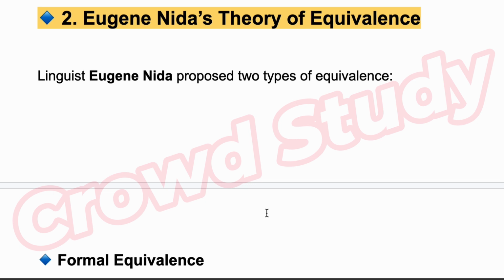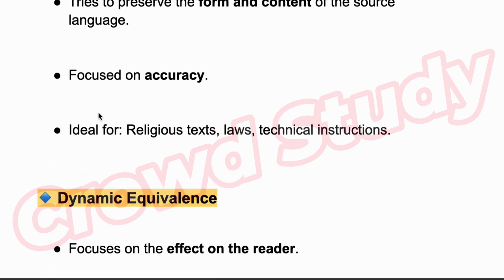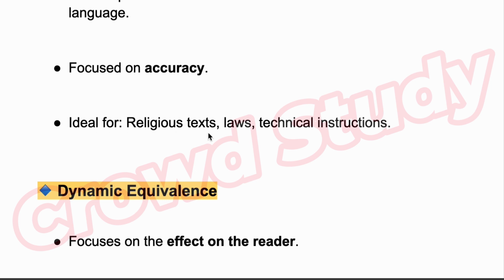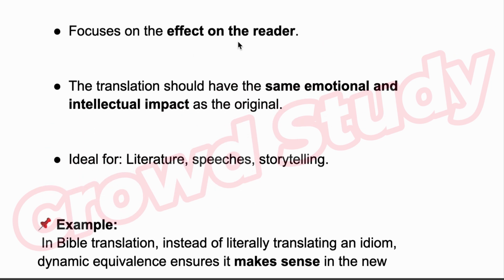Number 2. Eugene Nida's theory of equivalence. Linguist Eugene Nida proposed two types of equivalence. Formal equivalence tries to preserve the form and content of the source language, focuses on accuracy, ideal for religious texts, laws, technical instructions. Dynamic equivalence focuses on the effect on the reader. The translation should have the same emotional and intellectual impact as the original. Ideal for literature, speeches, and storytelling.